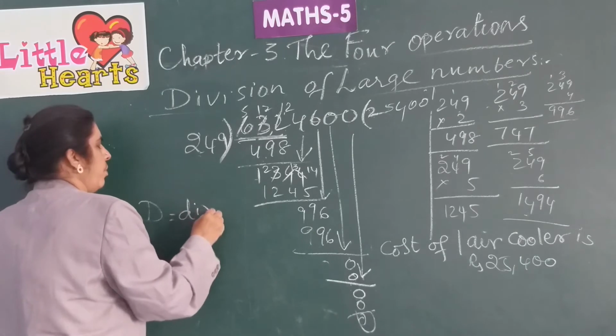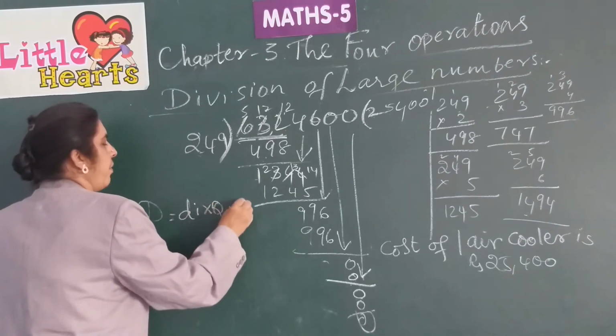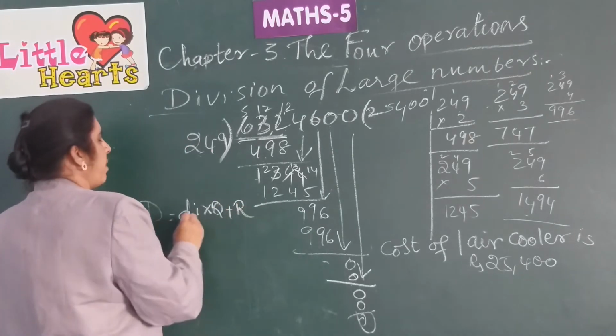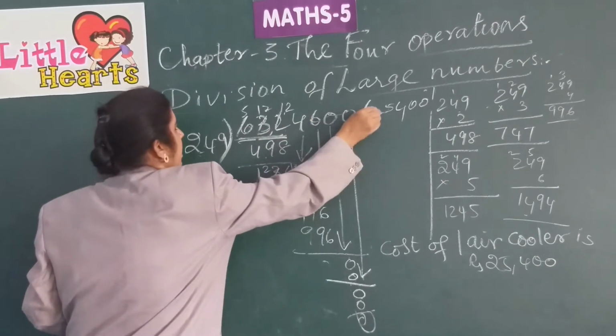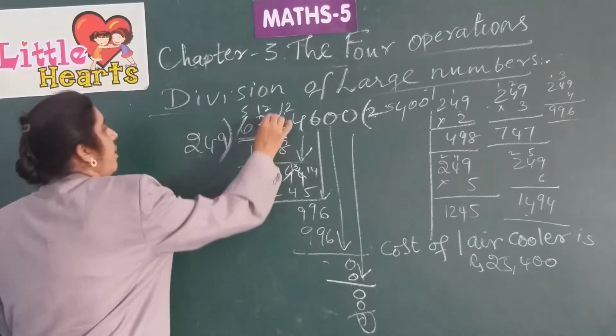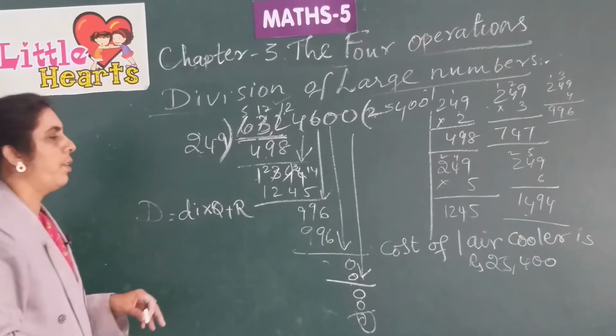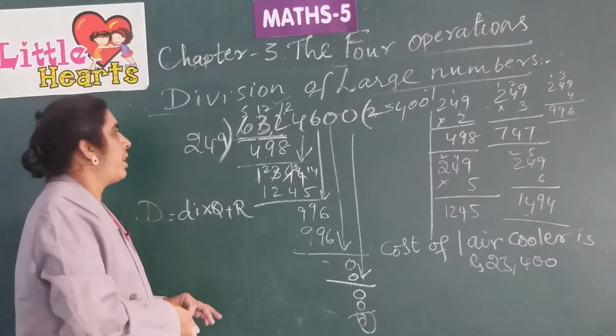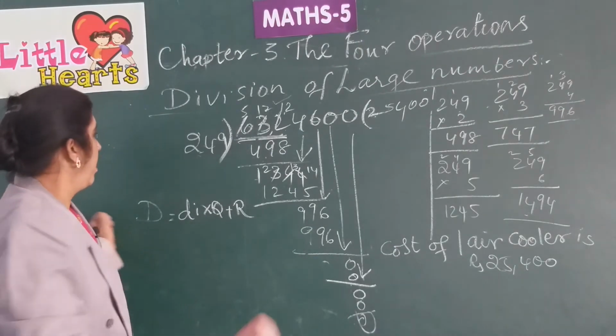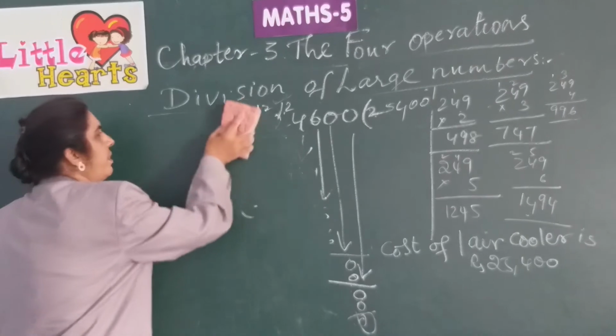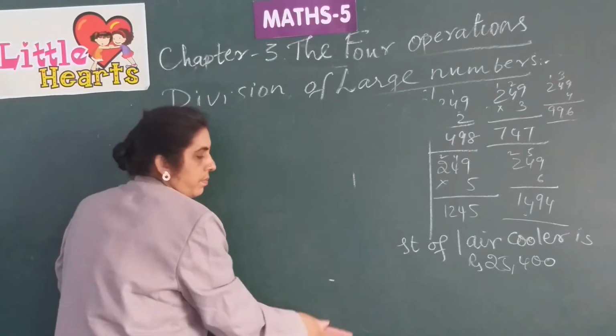And if you want, you can check the division with the formula: dividend equals divisor into quotient plus remainder. Just multiply this with this and add the remainder. You should get this number. Your division will be checked.